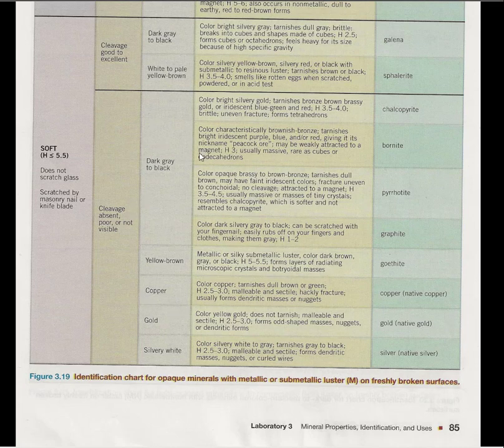If it's dark gray to black, you're up in here somewhere, okay? If it's yellow-brown, it's goethite. If it's kind of copper, well, it's copper. If it's gold, it's gold. Guys, it's not gold, okay? Nor is it silver, by the way, because no, we don't have those. But it's going to be around in here somewhere, right?